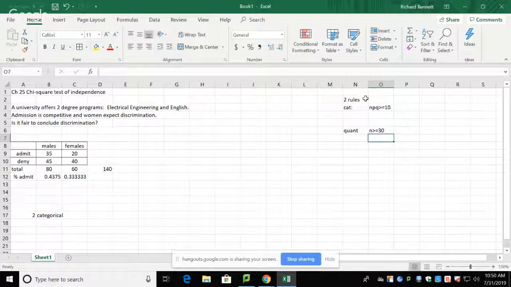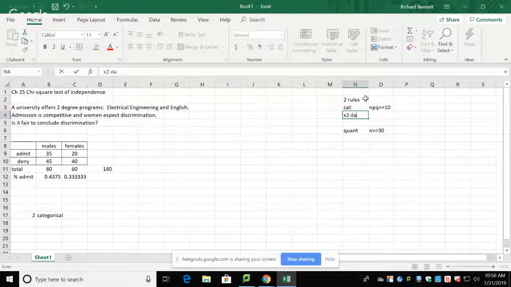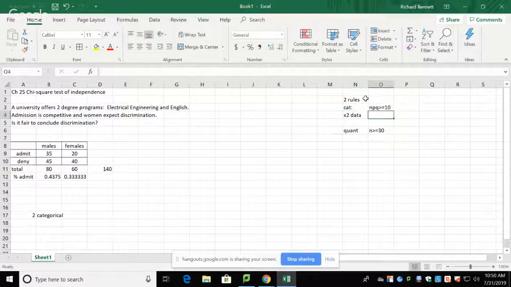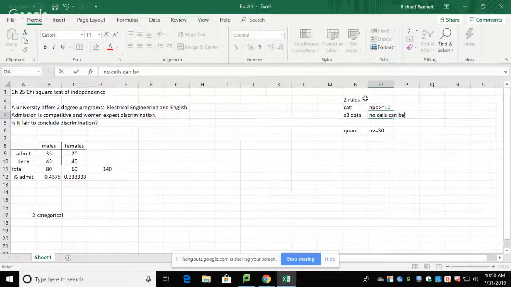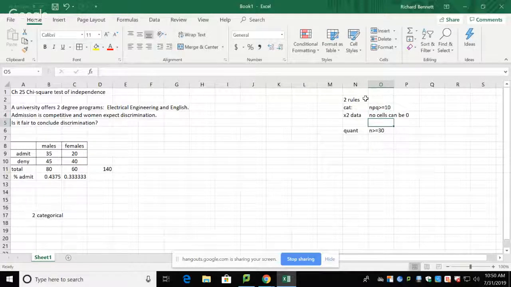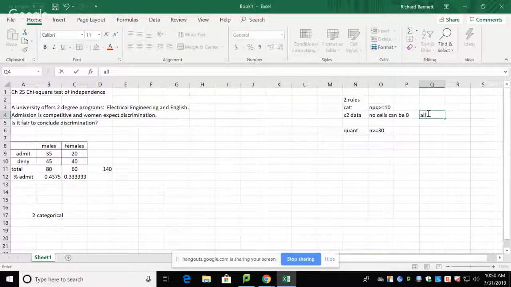Okay, so rule number 3: if it's chi-square data, and we know it's chi-square data because it's in the table, that's going to be your giveaway. Then here's the rule. Rule number 1: no cells can be 0. And rule number 2: no more than 20% of cells are less than 5.